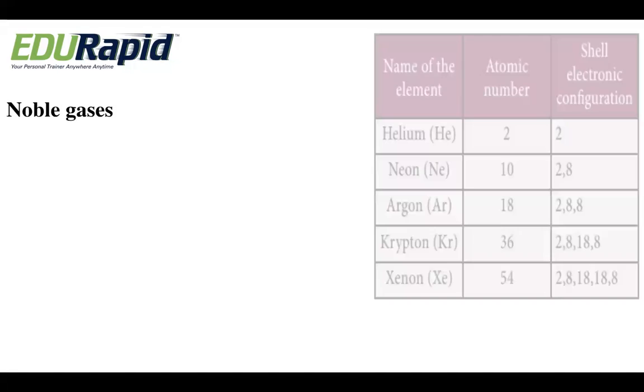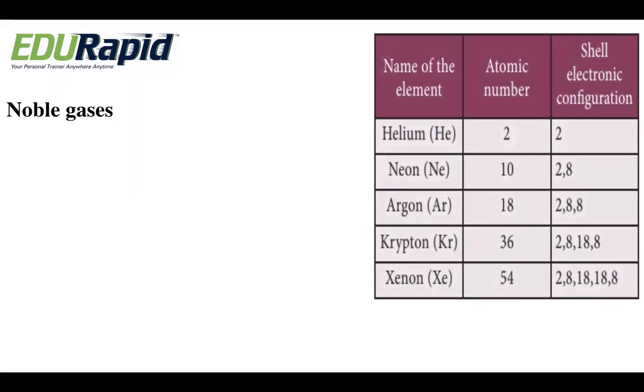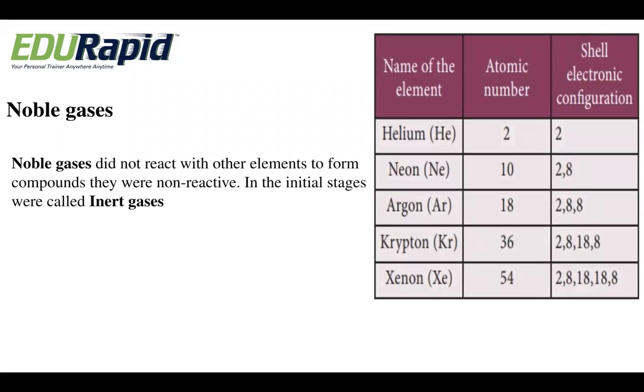Next important topic, that is noble gases. So what are these noble gases? When we define it, you have examples of noble gases in the table. Noble gases do not react with other elements, meaning they do not react with any of the elements in nature to form compounds. In other words, they are non-reactive. They are highly non-reactive. They don't react with anyone in nature.